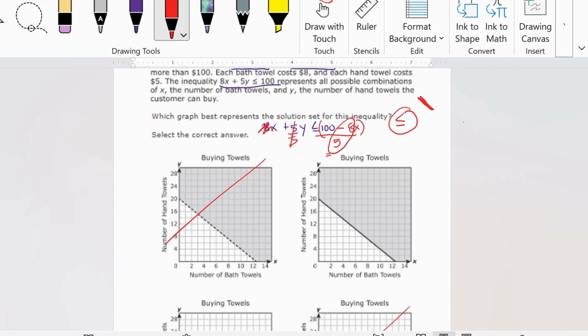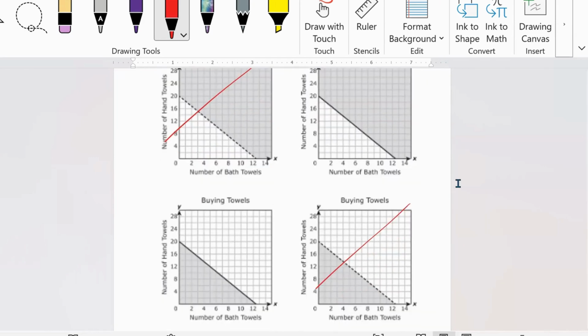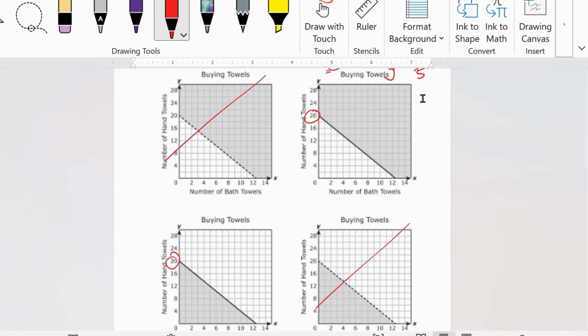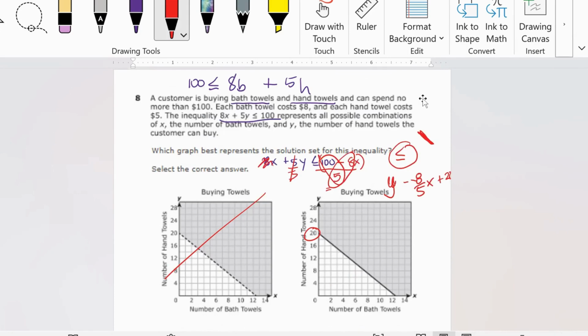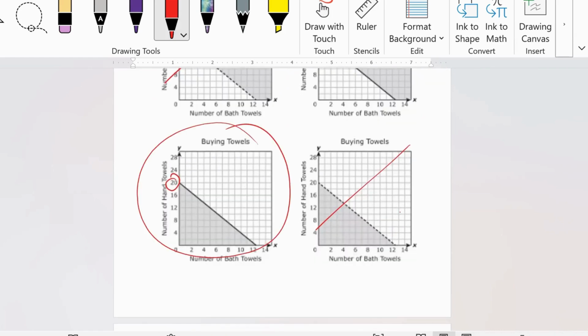So your slope is: y equals negative 8 over 5 x. And then your y-intercept is 100 divided by 5, which is 20, plus 20. So we're going to look for that. Both of them are plus 20. Okay, now the question here is less than or equal. So the graph is the bottom. Okay. So it's obviously here. The answer is this, letter C.